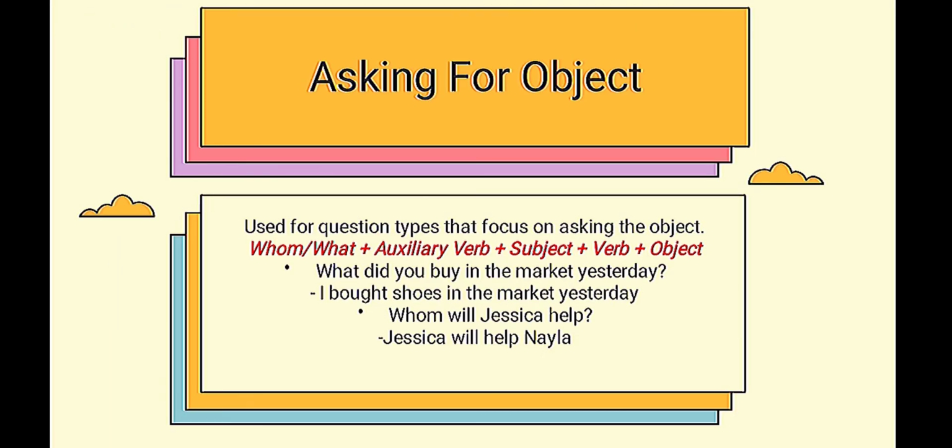Asking for object. Use question types that focus on asking the object. Who or what plus auxiliary verb plus subject plus verb plus object. What did you buy in the market yesterday? I bought shoes in the market yesterday. Whom will Jessica help? Jessica will help Nayla.